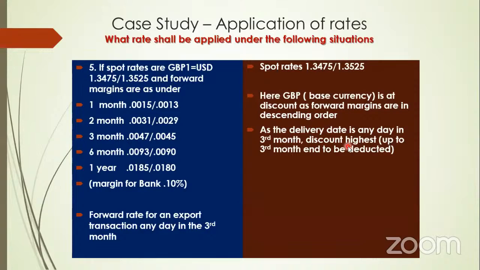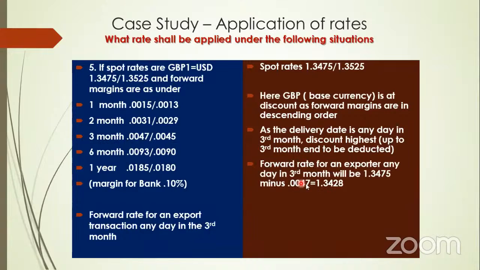If the currency is at a discount for an exporter, you deduct the maximum, the highest. Supposing it is a premium, you give the least premium. Least premium you are giving to the exporter. For the exporter, when you are deducting the highest, so highest means what? 0047.